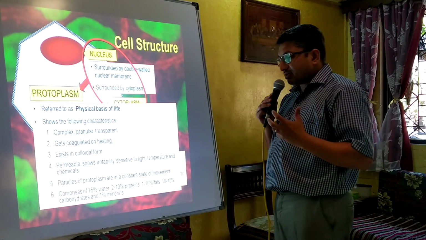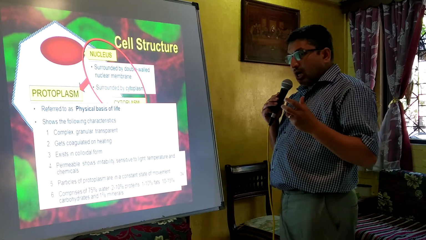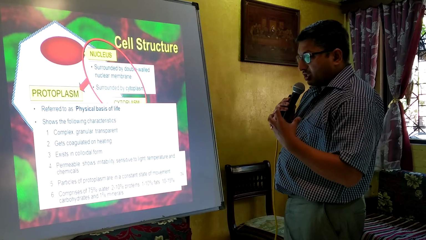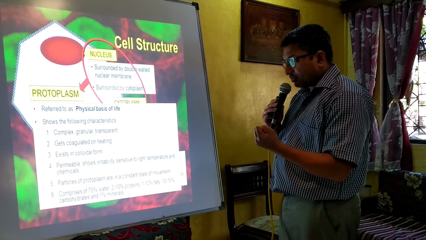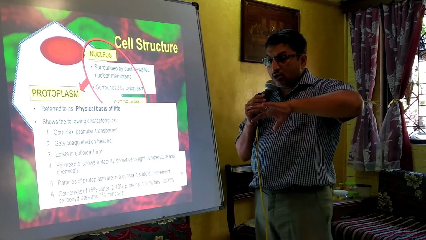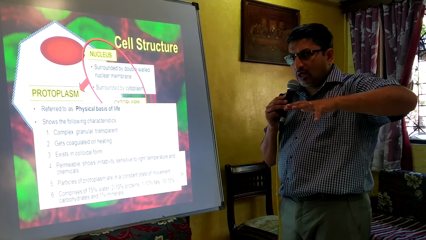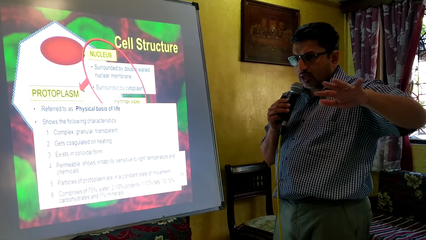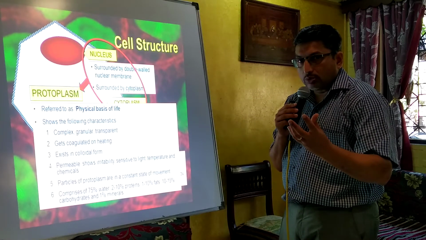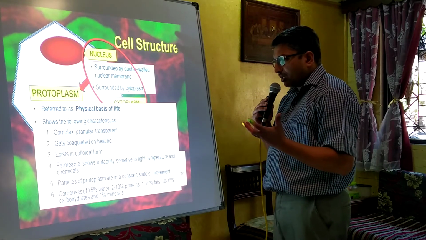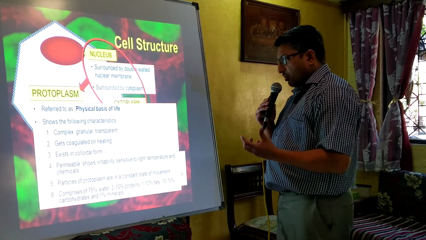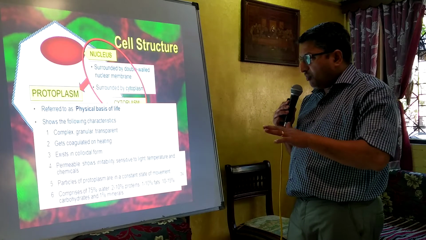It is complex, granular, transparent. When you heat it, it swells up. So it coagulates on heating. It exists in a colloidal form. In physics, you will learn what colloids are. A colloid is not a pure liquid. It has a lot of substance in it, like a glue. So it is in colloidal form. It is permeable. Particles of protoplasm are in a constant state of movement.